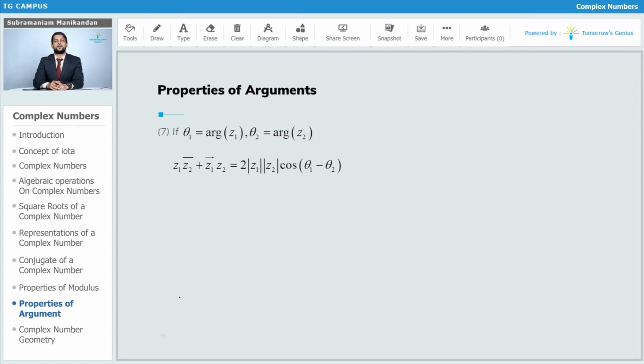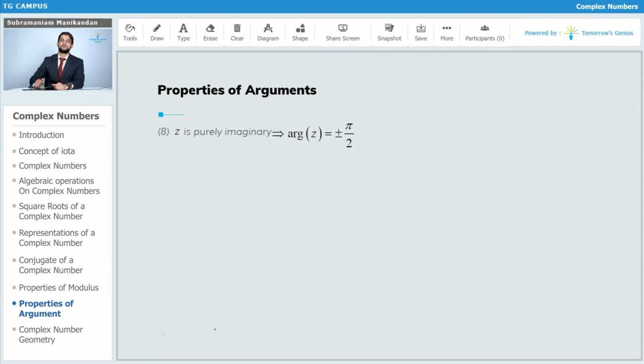If argument of z1, a complex number, is theta 1 and argument of z2, another complex number, is theta 2, then z1 times z2 bar plus z1 bar times z2 is equal to 2 times the magnitude of z1 times magnitude of z2 times cos of theta 1 minus theta 2.